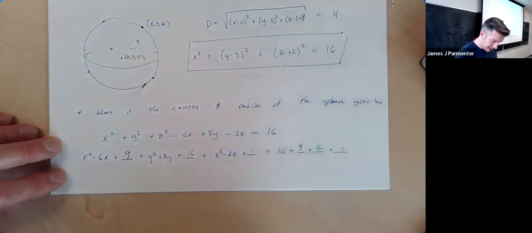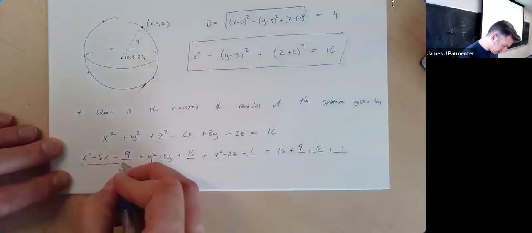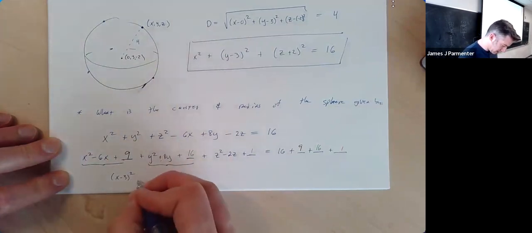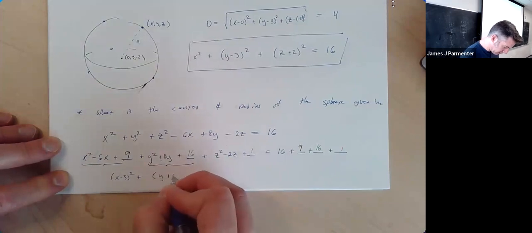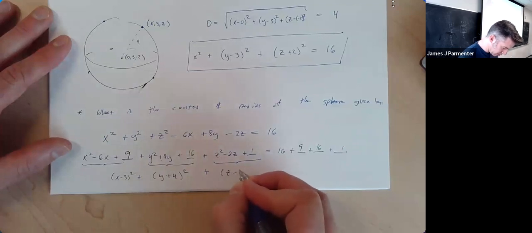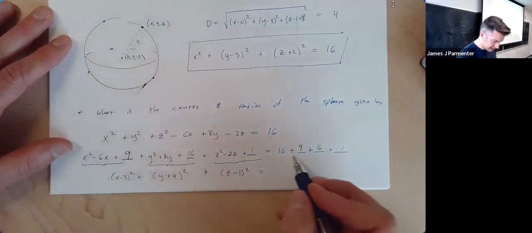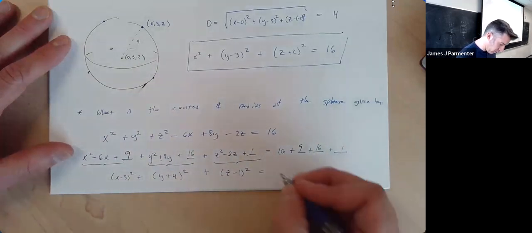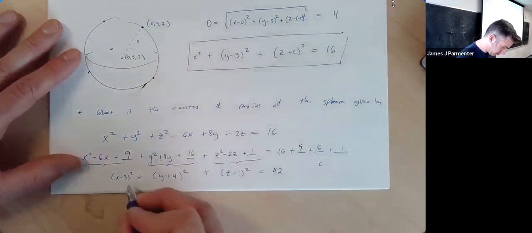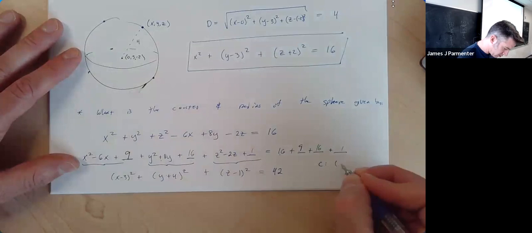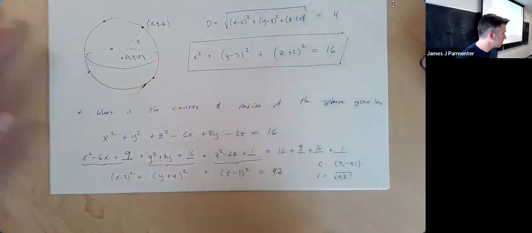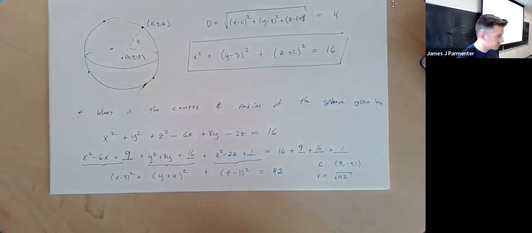All right. x squared minus 6x plus 9 becomes x minus 3 squared. y squared plus 8y plus 16 becomes y plus 4 squared. And z squared minus 2z plus 1 becomes z minus 1 squared. On the right hand side, I get 16 plus 9 plus 16 plus 1, which ends up being 42. So my center is (3, -4, 1). My radius is the square root of 42. And that just is what it is.